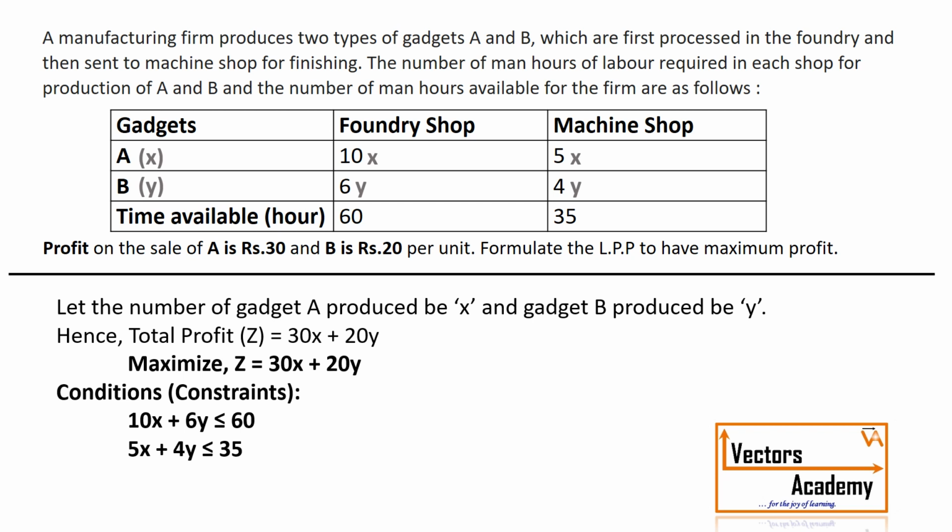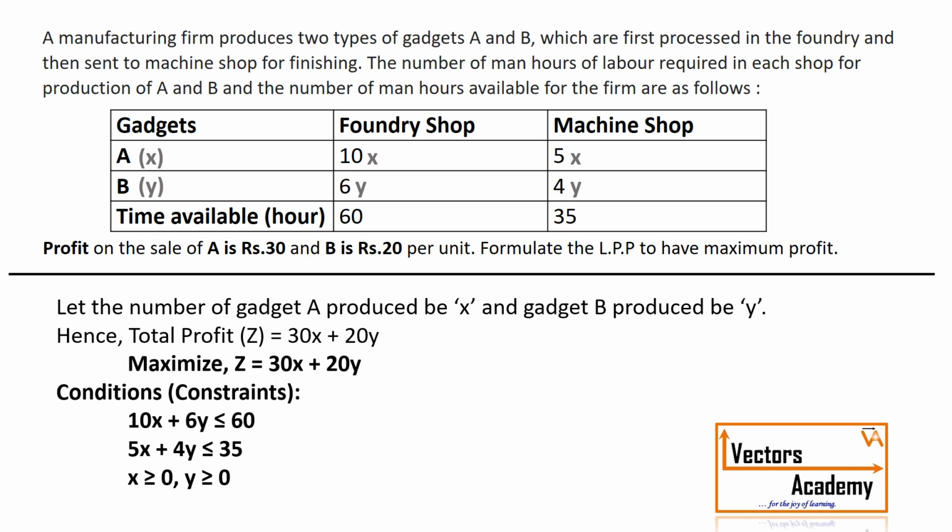Now, apart from these two conditions, there will be two more conditions that will be x greater than or equal to 0 and y greater than or equal to 0. This is because we cannot produce a negative number of gadgets. Either we can produce 0 gadgets or a positive number of gadgets. So this is the solution for the question. It is just like in case of English, we convert non-verbal into verbal, so we do the same here. We convert the word problem into equations.